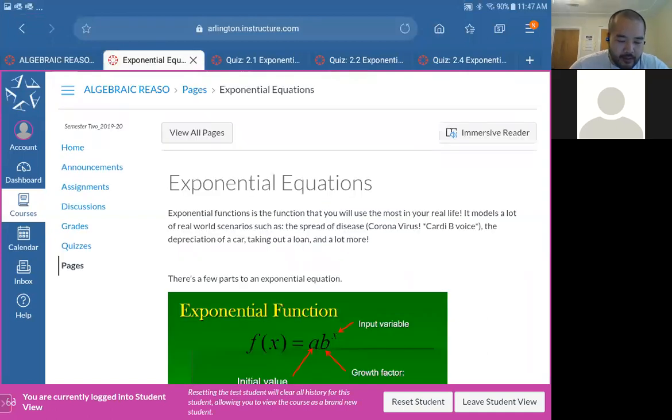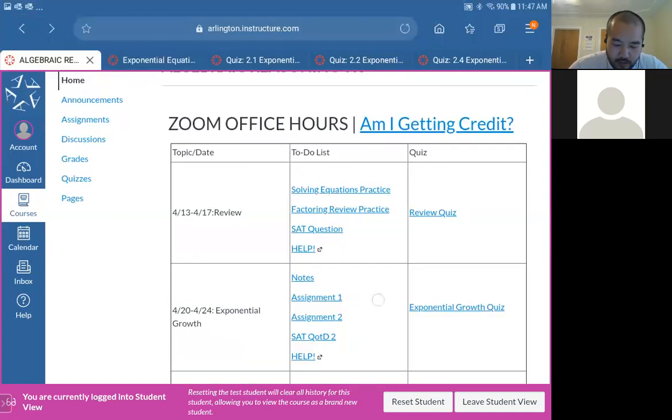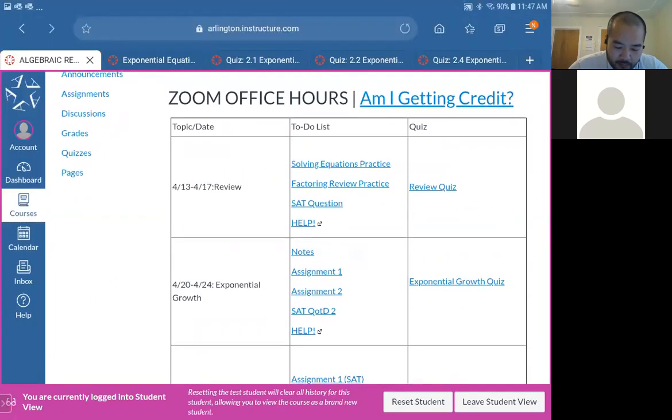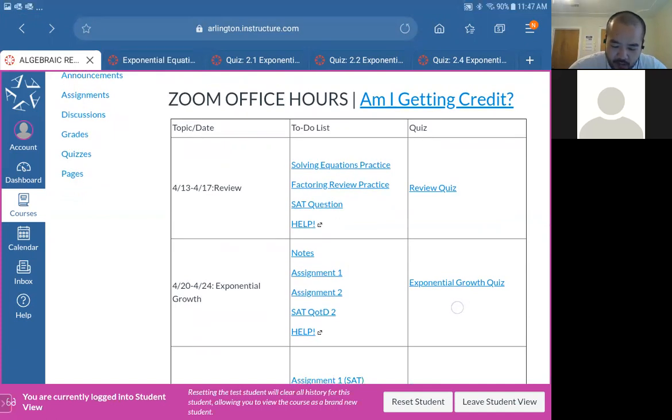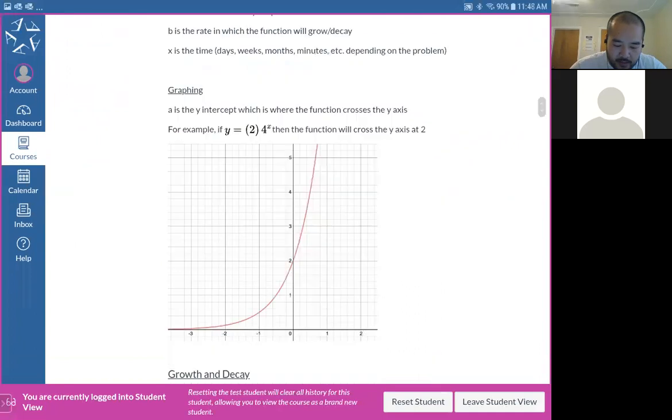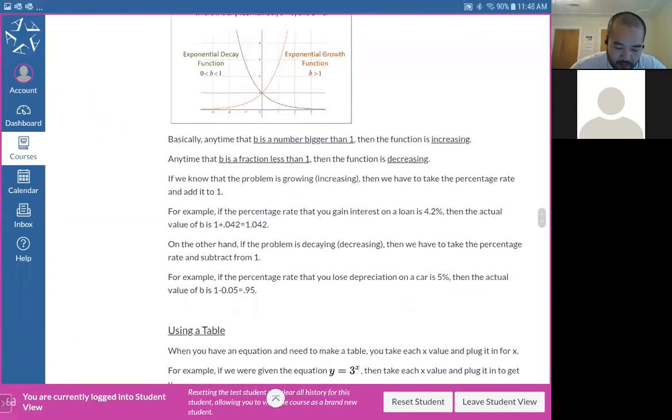So for this week, this is the notes. These 4 links right here. Notes, that's this first tab. Assignment 1 is the second and third tab. Assignment 2 is this 2.2 here, and the exponential growth quiz is this last tab right here. So your notes are here. This has everything you need. That's the basic function, and this is what you do with growth and decay.